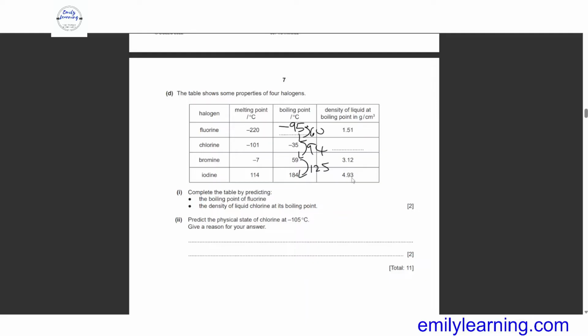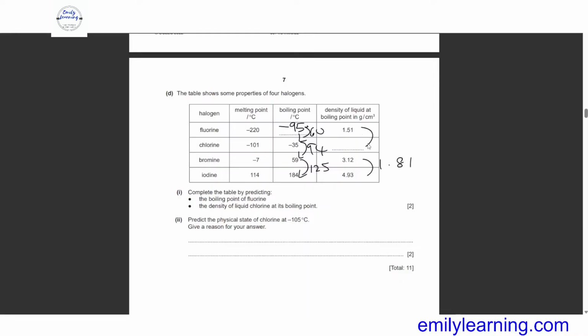So let's take a look at density. You have 1.51 for fluorine. This one I don't know. Then 3.12 for bromine, 4.93 for iodine. So you notice that there's an increasing trend in the density. So chlorine must definitely be in between 1.51 and 3.12. Okay, so let's take a look at the difference. 4.93 minus 3.12 is 1.81.